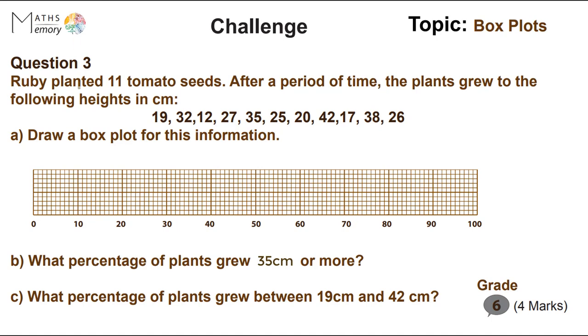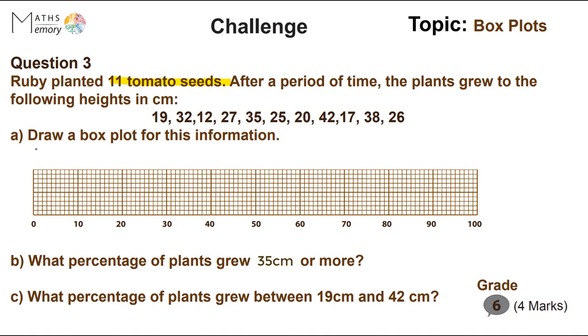Now let's read the question. Ruby planted 11 tomato seeds. After a period of time, the plants grew to the following heights. So here we have a bunch of 11 numbers. It's odd. It could be even as well. It doesn't make a difference. Let's put them in order first. So we're going to write them over here.